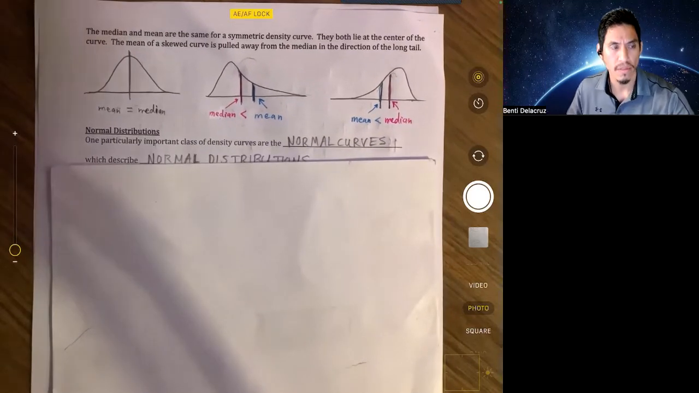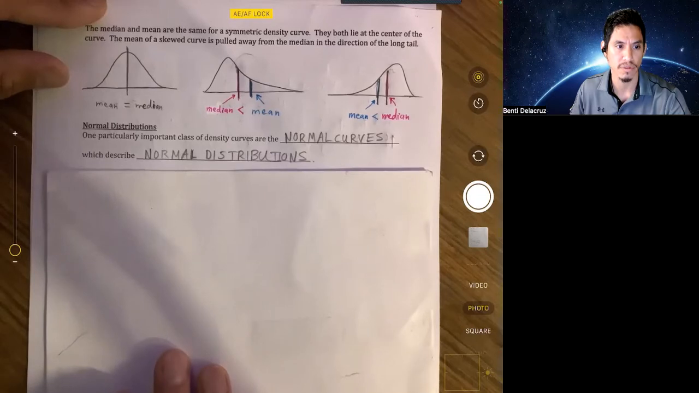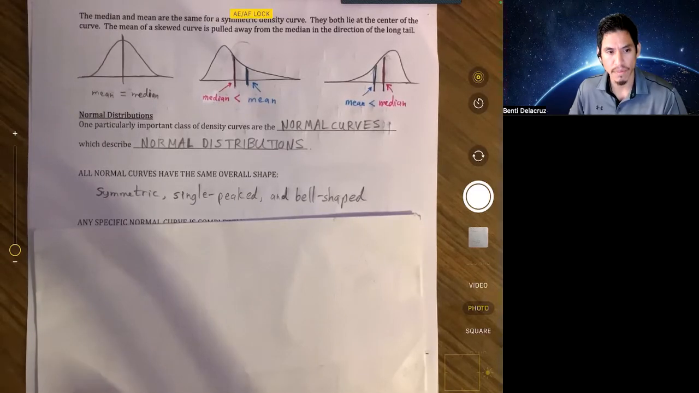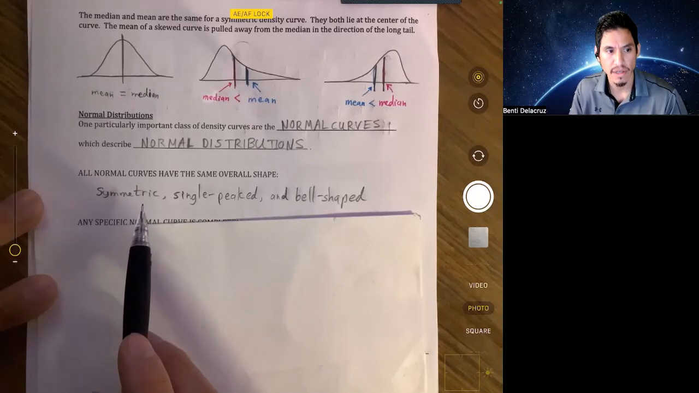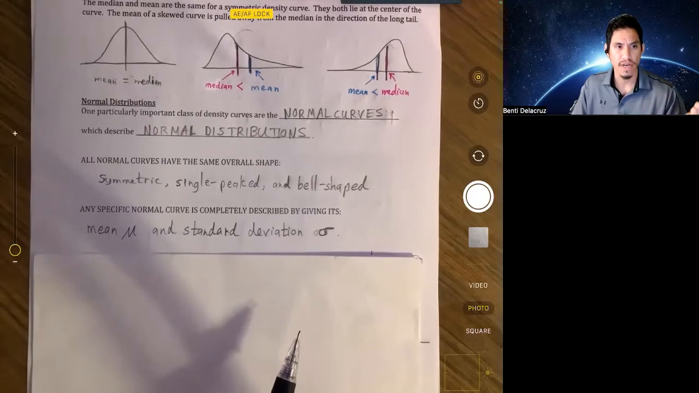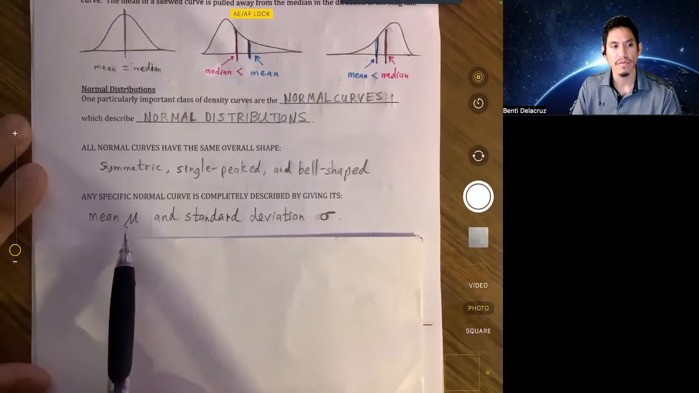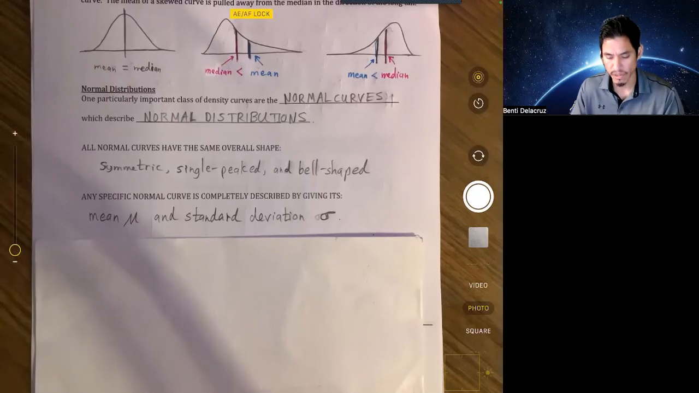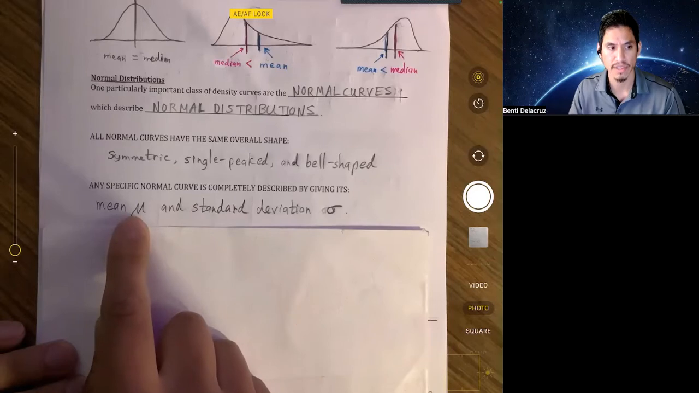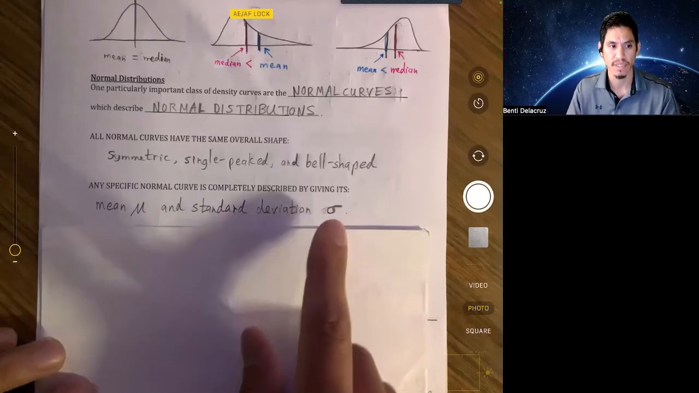Now, these are important because we're going to focus on a specific type of density curve known as normal curves, which describe what are known as normal distributions. Now, they have basically these general properties that we're always going to be dealing with, and they need to be symmetric. They're always going to be single peaked, and they're going to be bell shaped. And we mathematically define and describe them by determining what the mean value is. So we will list the numerical value of the mean, and then also the numerical value of the standard deviation. So remember, we like to use the Greek letter mu to represent the mean in statistics, and we like to use the Greek letter sigma to represent the standard deviation in statistics.